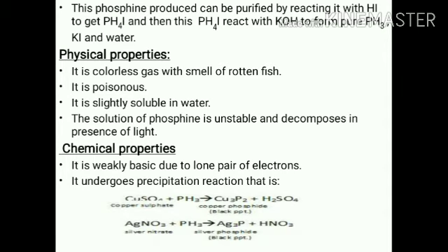Now the chemical properties of phosphine. I think you know very well what I am telling you, and if you are unable to understand, just see this video again and again. It is weakly basic, just as NH3 is called ammonia and is also a weak base. Phosphine, PH3, is also weakly basic because of the lone pair of electrons. It undergoes precipitation reactions: copper sulfate reacts with phosphine to give copper phosphide, and silver nitrate reacts with phosphine to give silver phosphide.